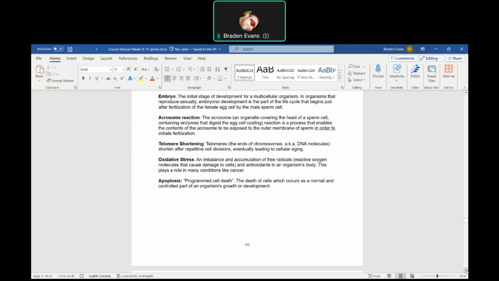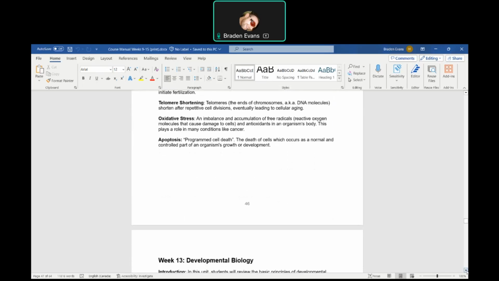The acrosome reaction, that's also part of the fertilization process, okay? So the acrosome is actually this organ that covers the head of the sperm cell, and it contains the enzymes that help break down some of the material so it can penetrate the egg cell. This is an important process to help facilitate fertilization, the fusion of the gametes into a zygote.